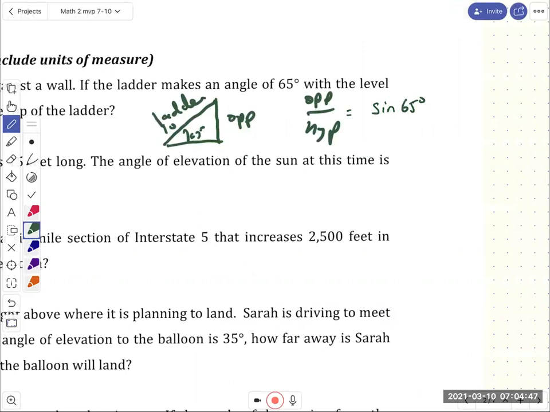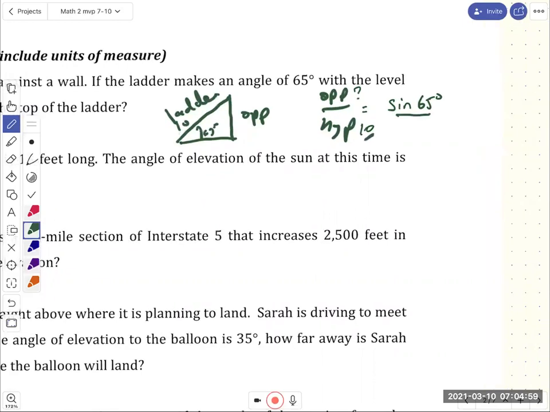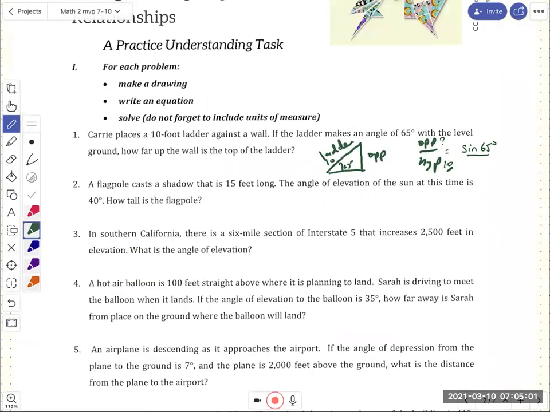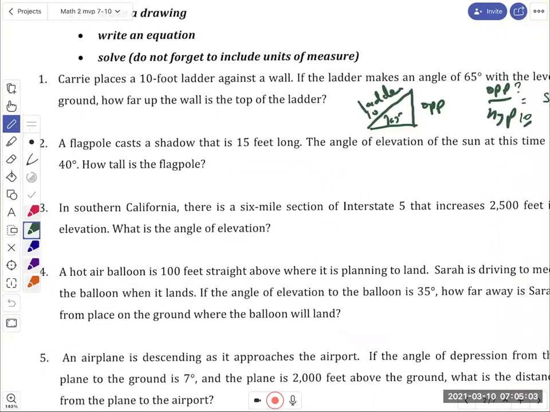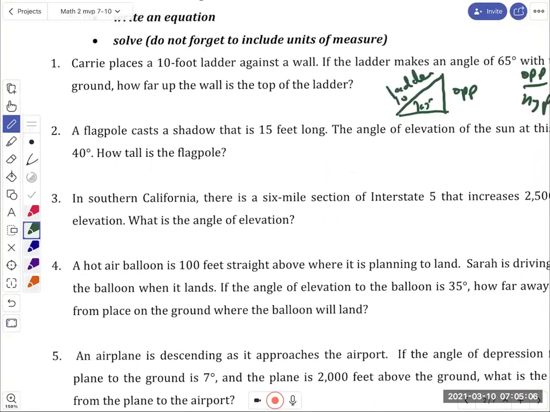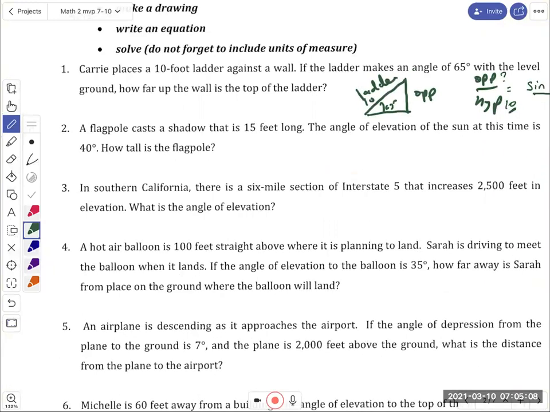Okay? And what do we know? Well, we don't know the opposite. That's what we don't know. We know the hypotenuse. So when you have this situation, you're going to have to do 10 times the sine of 65. This is like a couple months of work, usually for sophomores in high school, so it just takes practice.